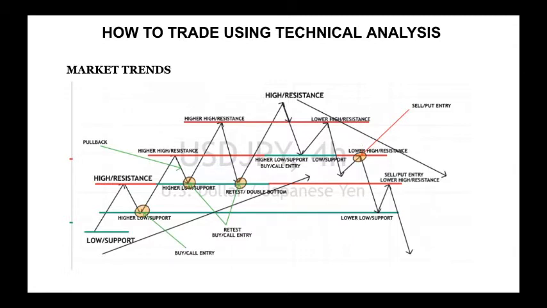So the ultimate rule of trading using market trend: if price is trending upward, you take your buy entries at higher lows or higher support. But when price is coming downward, you take your sell at lower resistance or lower highs. Every lower high or lower resistance is a potential trade entry area. That being said, let's move over to the next slide.